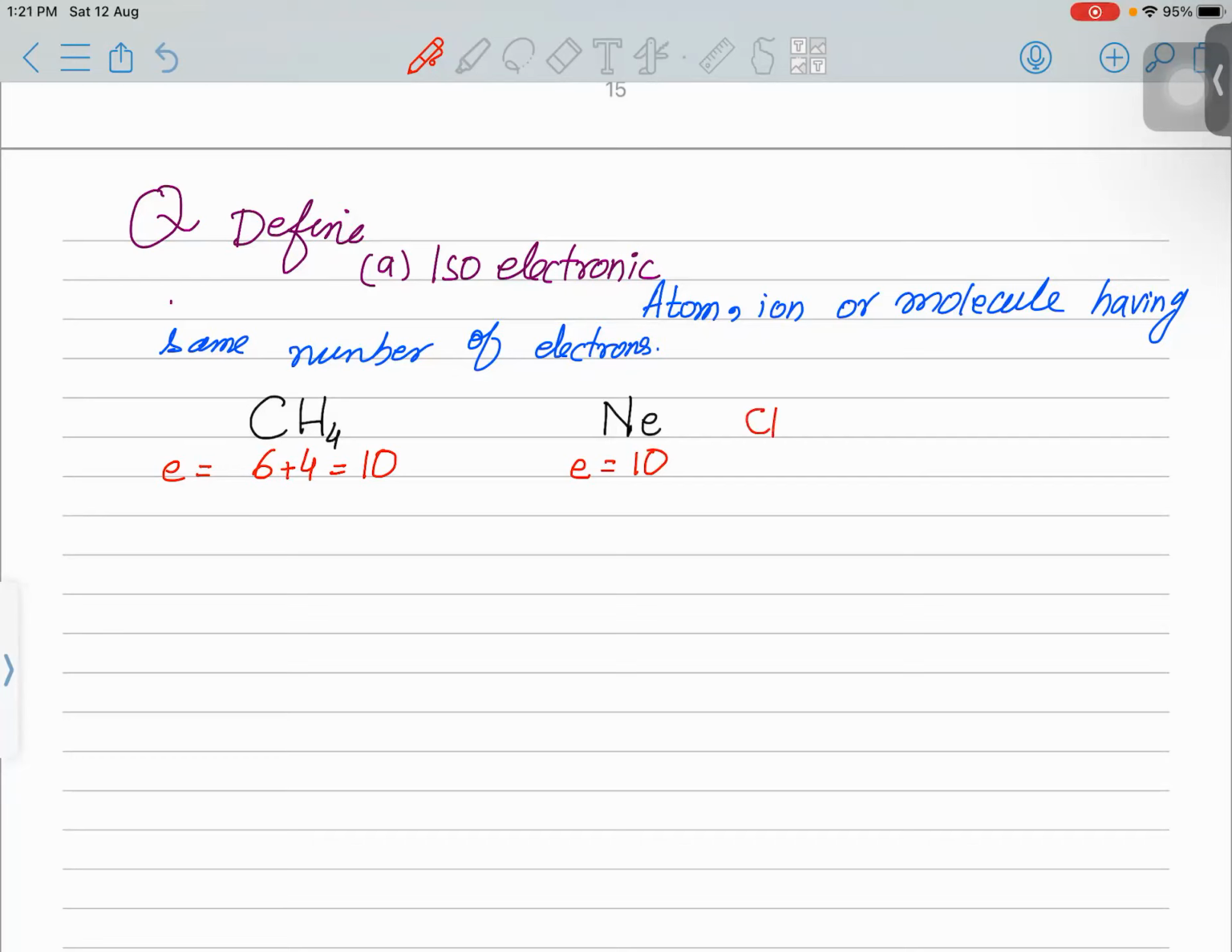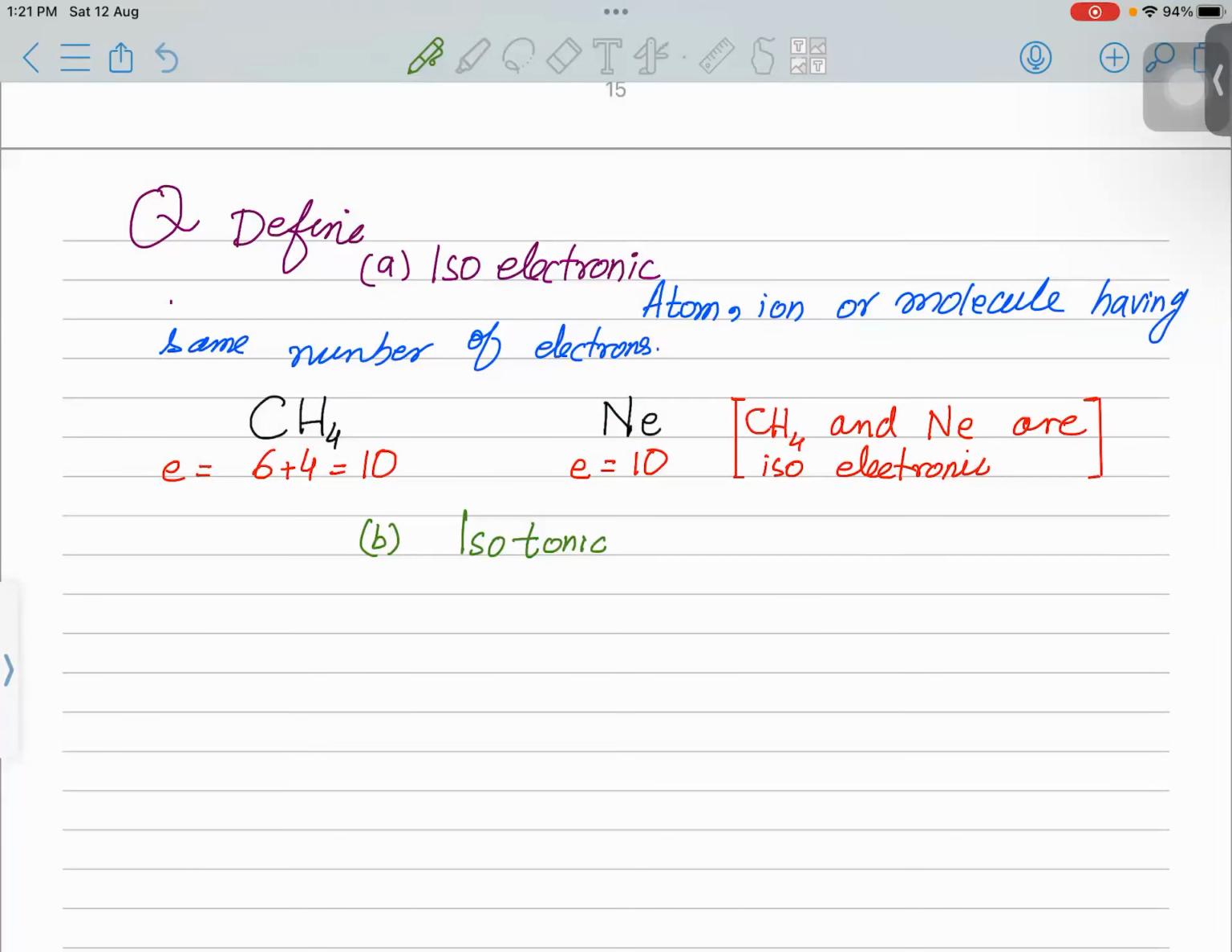So CH4 and neon are isoelectronic because they have the same number of electrons. This is very important in respect of MCQ.